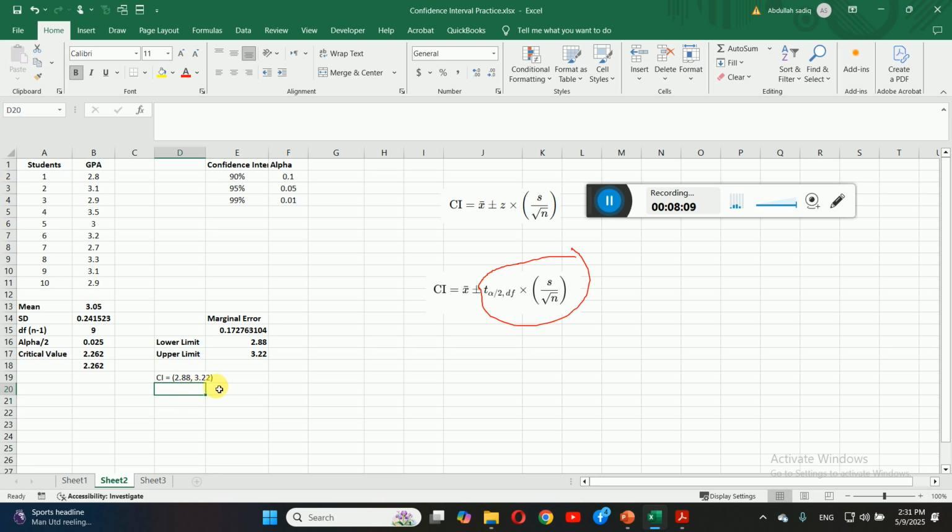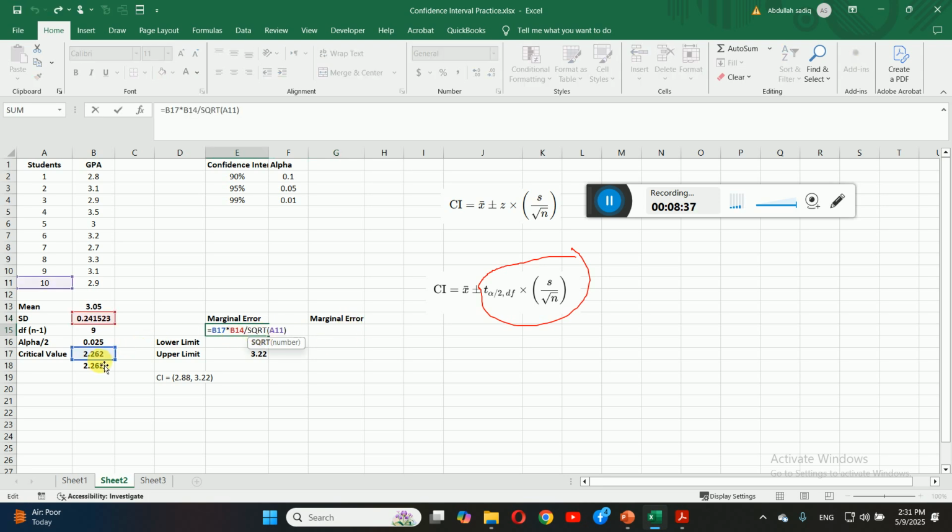Once more, to make it very simple using Excel: this was something you have learned manually. If you don't need alpha over 2 and the critical value and all this information, what is the direct function? You just need to find out the marginal error using Excel. And how to do that? For the marginal error we needed information like critical value, standard deviation and alpha over 2.